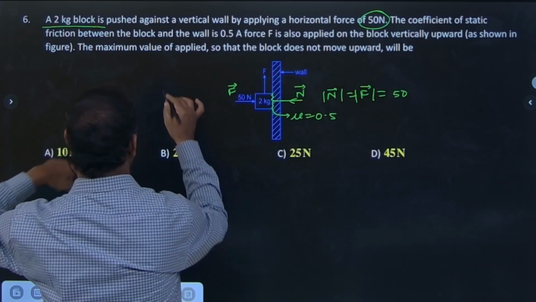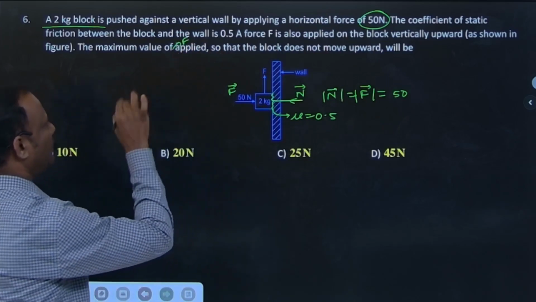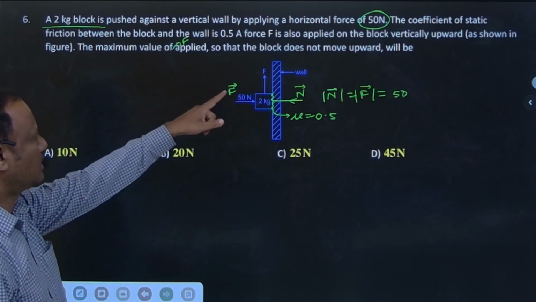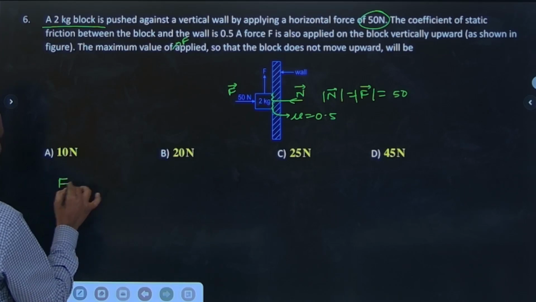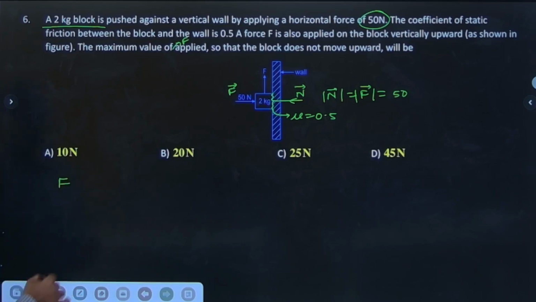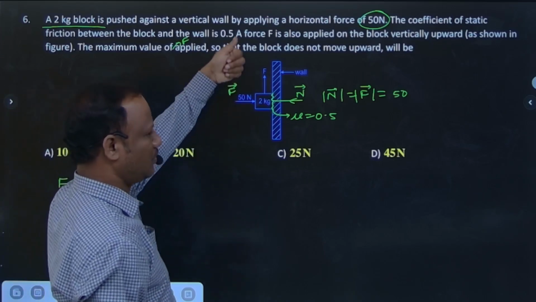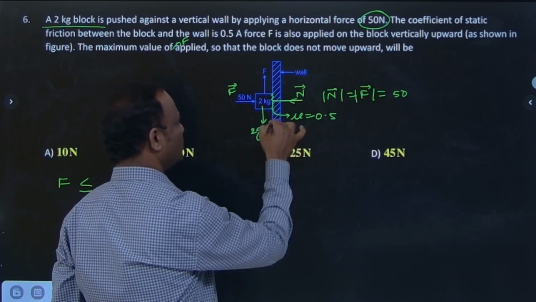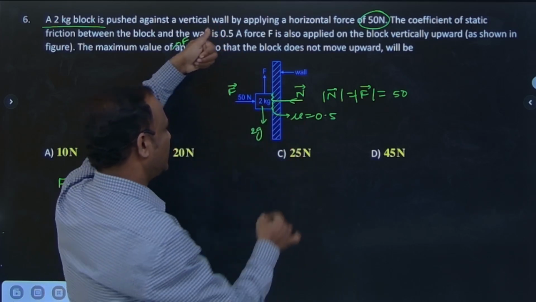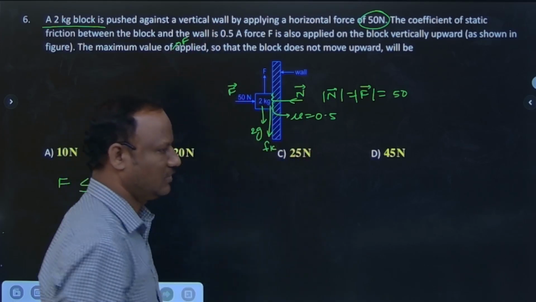So what is the maximum value of F applied so that the block does not move downward? The condition is F less than or equal to R. It is applying the force upward. Its weight is mg, which is 2g, and it is trying to move downward. The frictional force acts downward, this is Fk.